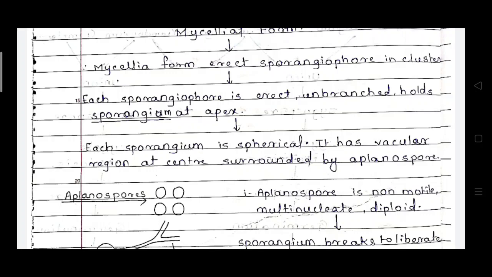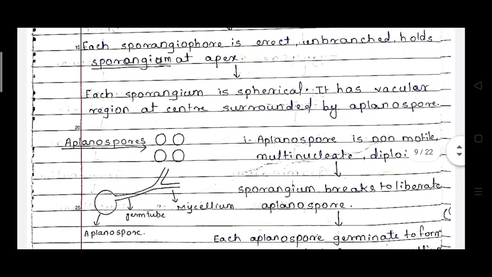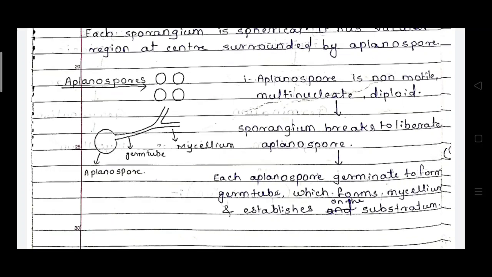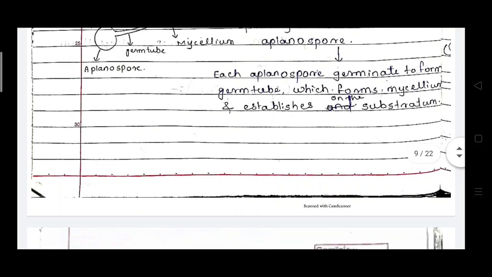This sporangium is spherical in shape, and at the center it contains the aplanospores. These aplanospores are spherical, non-motile, multinucleate and diploid in stage. After the sporangium breaks, the aplanospores are liberated, and then each aplanospore germinates and develops into mycelium on the substratum. So this is all regarding the aplanospores.